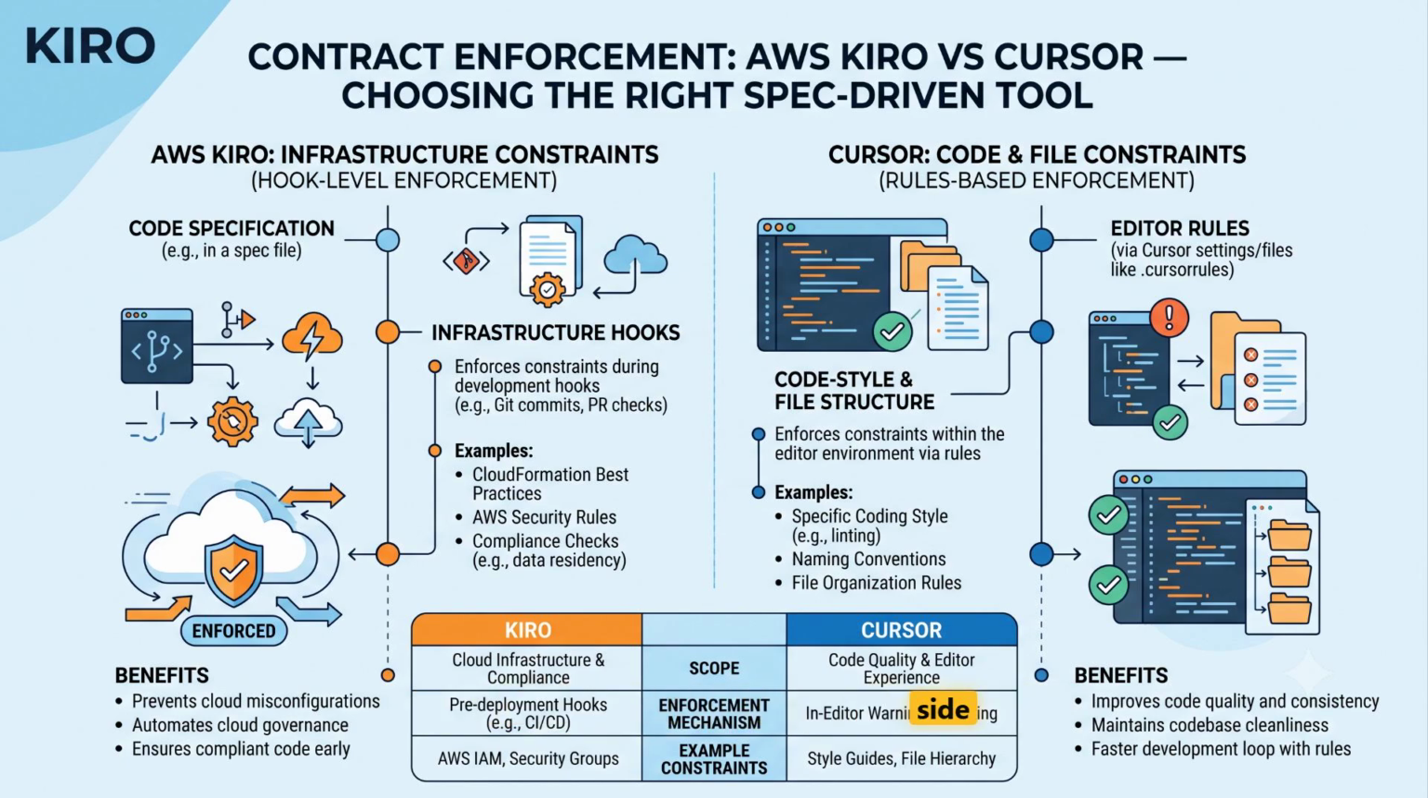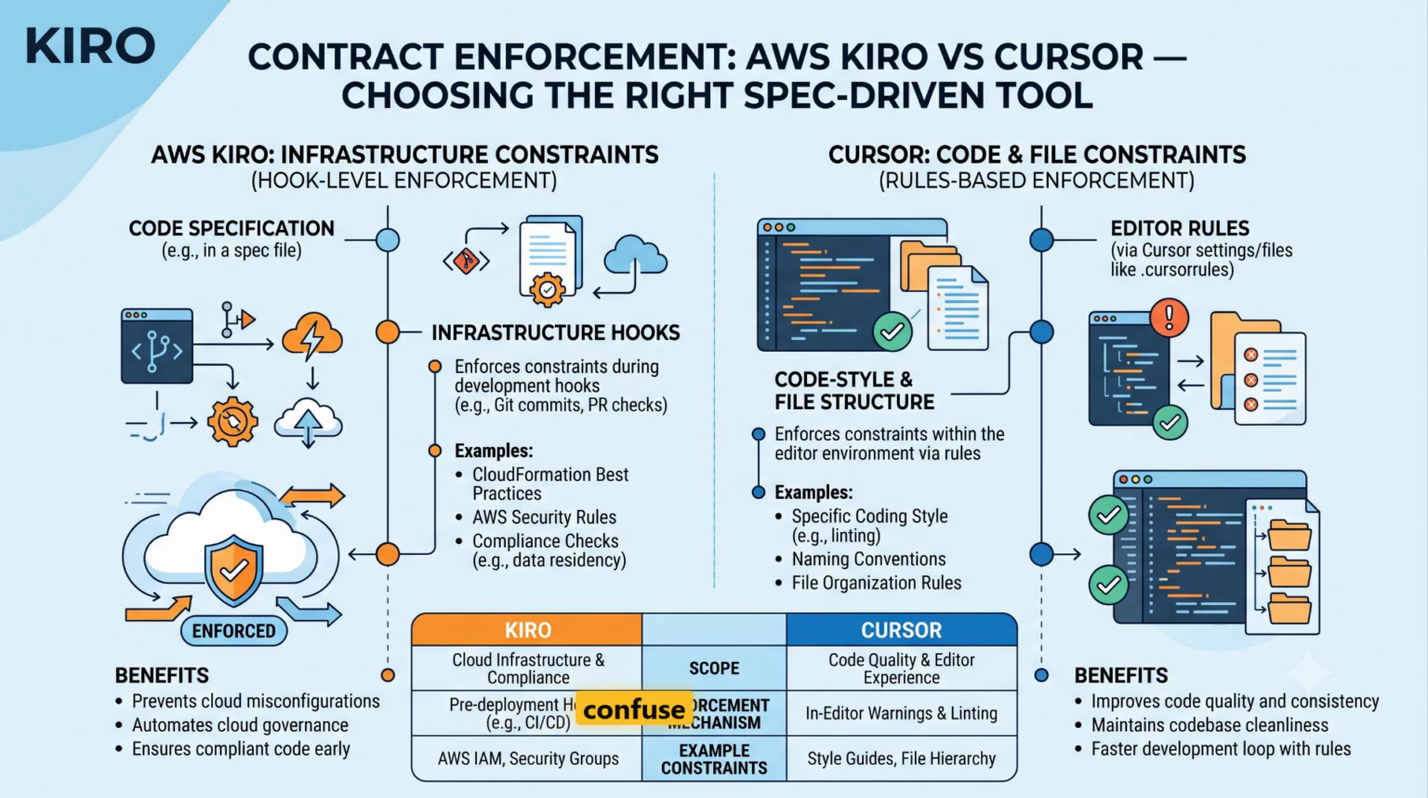On the left side of the screen, under AWS Kiro, you can see how an infrastructure spec hooks directly into your deployment pipeline. It checks CloudFormation rules, AWS security guidelines, and quota compliance before any code ever touches a live server. Now look across the divider to the right side under cursorrules. Here, the contract operates inside the editor environment using rules files like .cursorrules. It enforces code style, naming conventions, and file hierarchy to keep your codebase clean, while cursor handles formatting and linting. Kiro works at the hook level to block cloud misconfigurations.